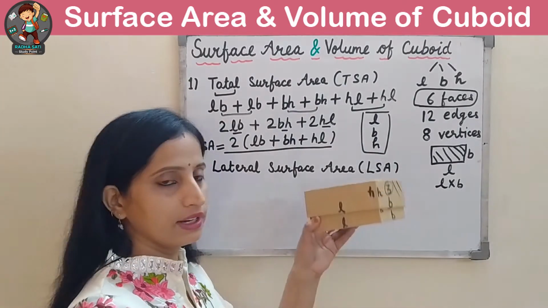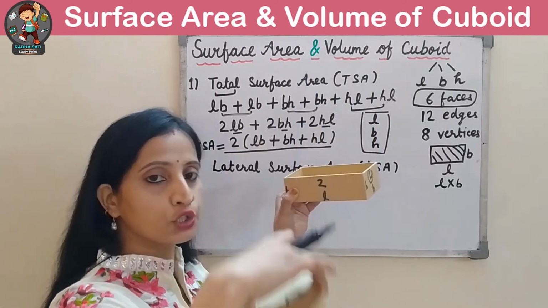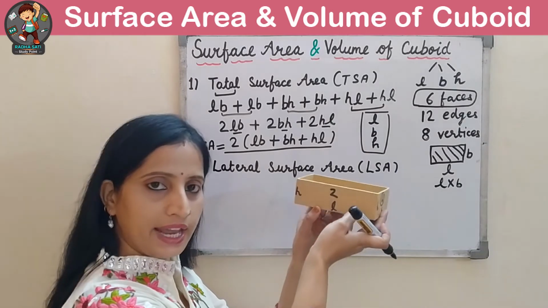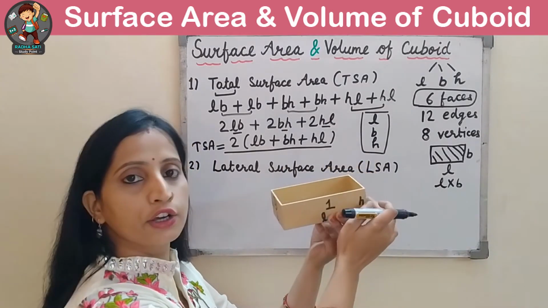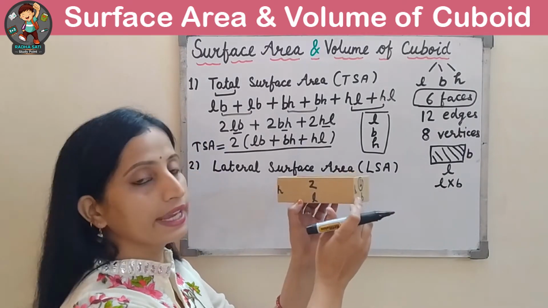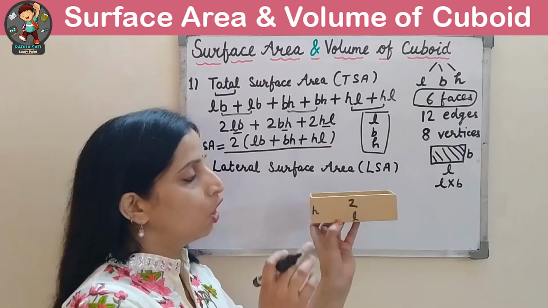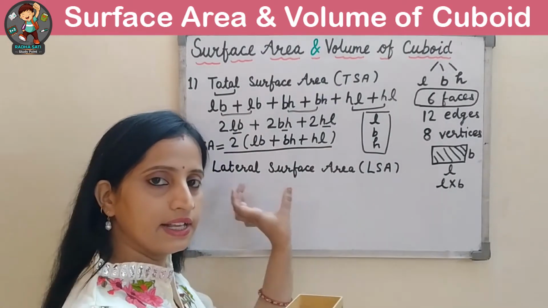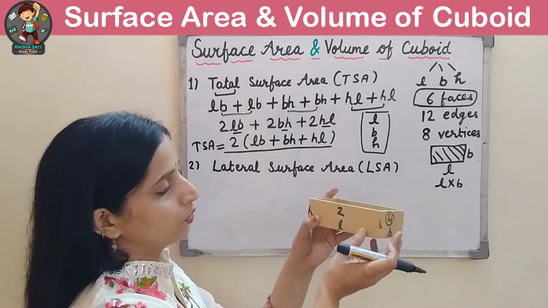For example, if from this cuboid I remove its top face and bottom face also, then I will be left with only the area of these 4 faces. This means the sum of the area of all the side faces will be considered as the lateral surface area. Okay, so let's find out.